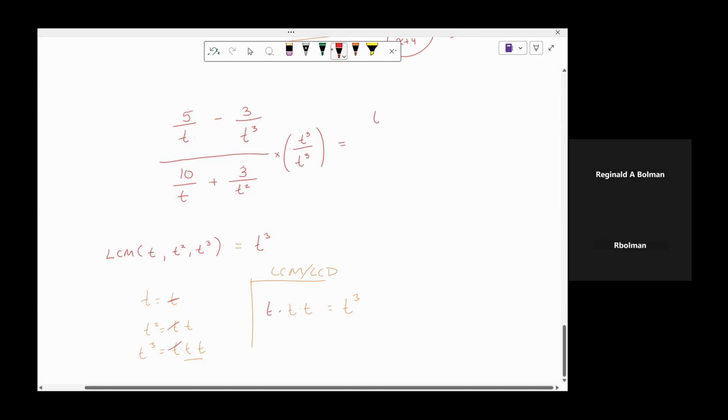And what this is going to do is this is going to mean that we got to use distribution on the numerator with t cubed. And we're going to do the same thing in our denominator. We would have t cubed times 10 over t plus 3 over t squared.